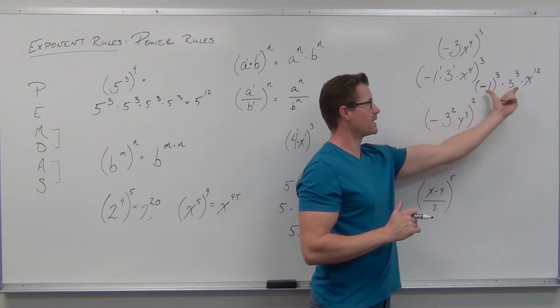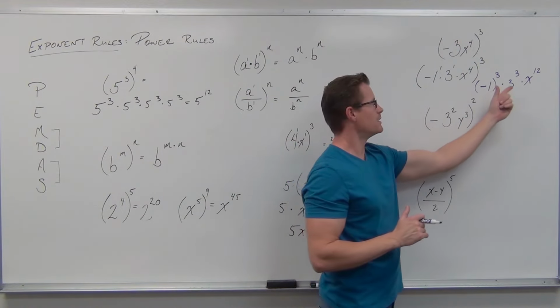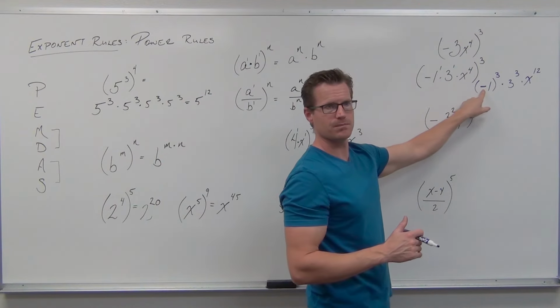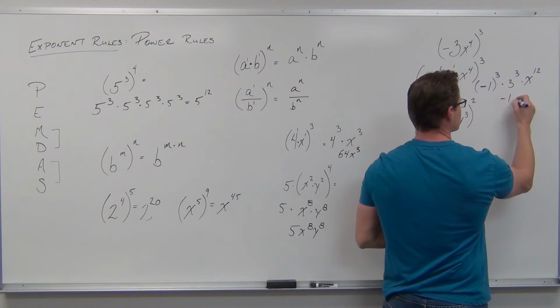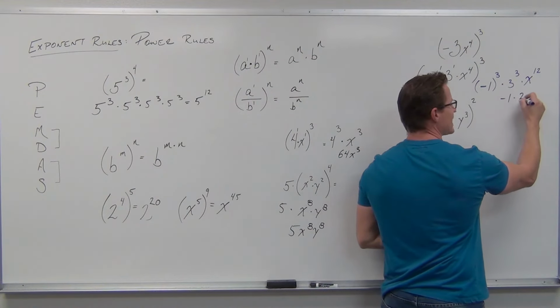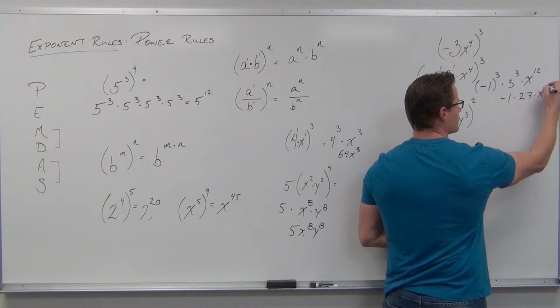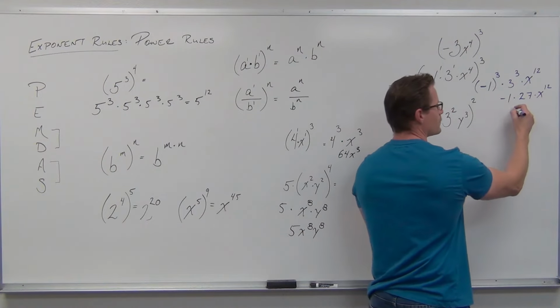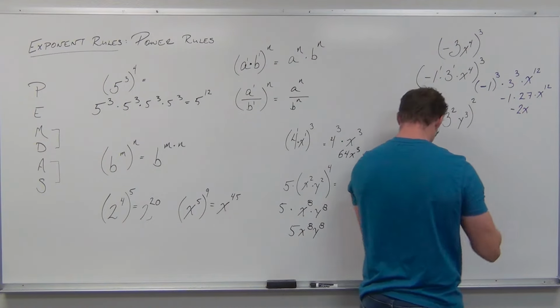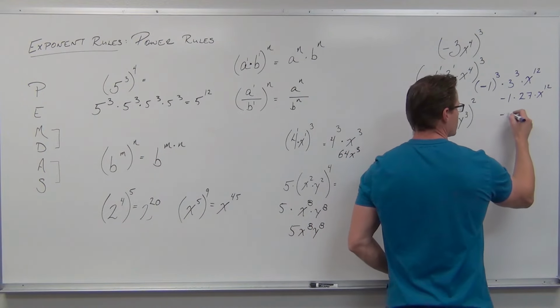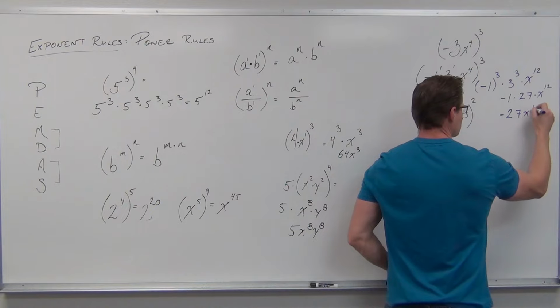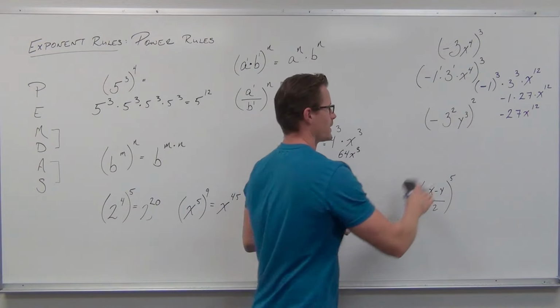After that, now we can start simplifying. -1 to the 3rd power, 1 times -1, that's -1, times 27 times x to the 12th. That's -27 x to the 12th. Ran out of room.